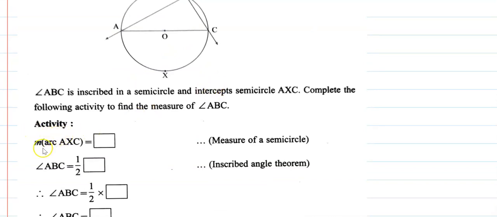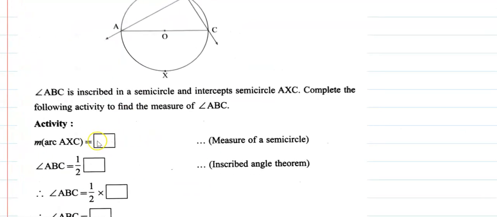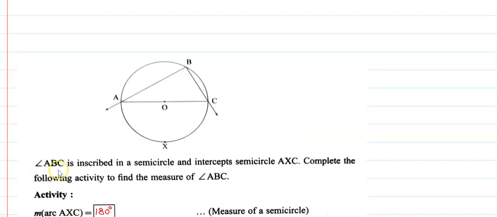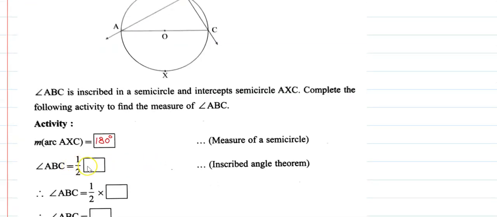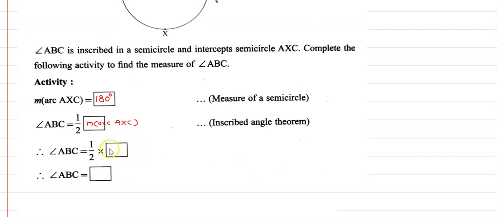Now the activity. Measure of arc AXC is equal to 180 degree, because it is a semicircle. Measure of angle ABC is equal to 1/2 measure of arc AXC. Inscribed angle theorem. But what is the measure of arc AXC? It is 180.